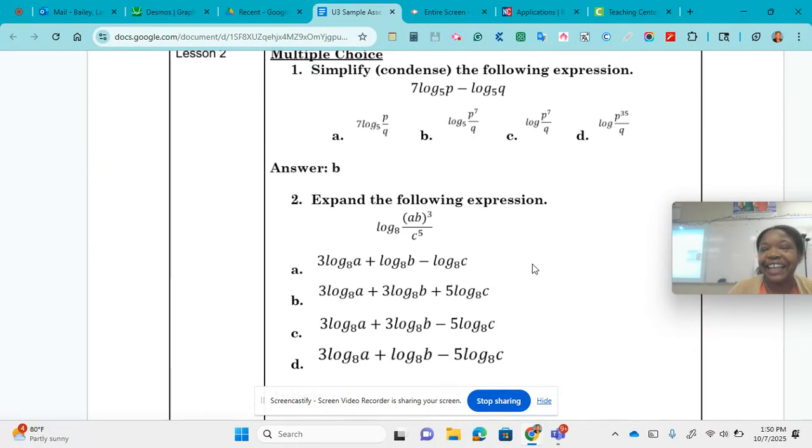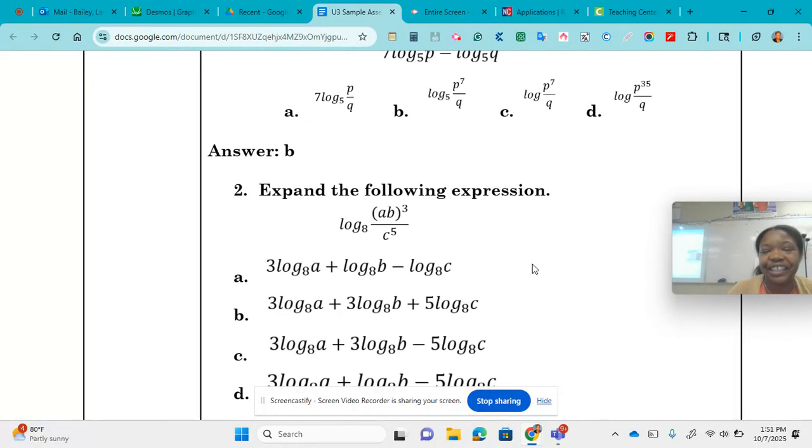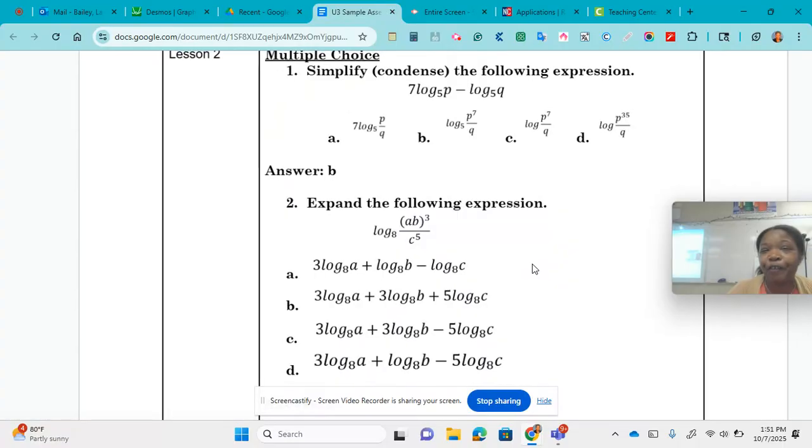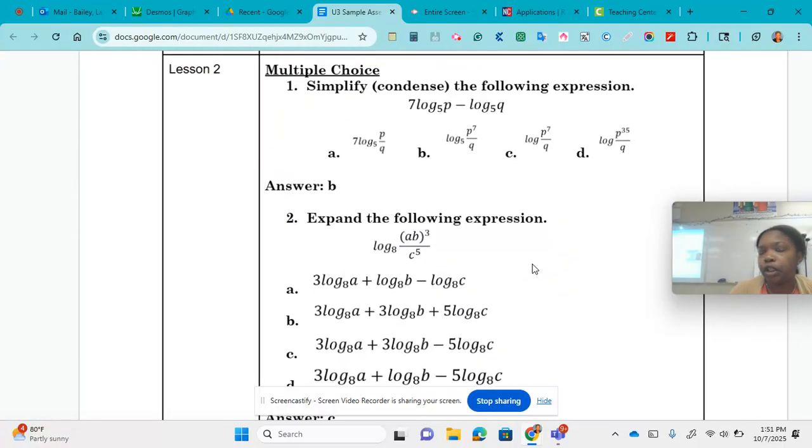Now look at these. This is the reason why I had to go over this. I ain't going over it for fun, although math is fun.